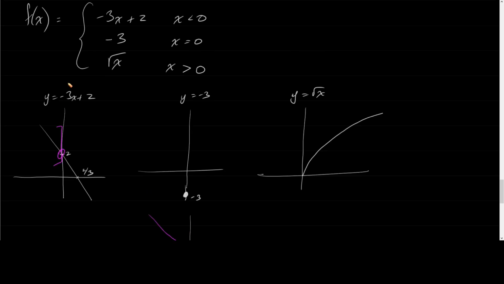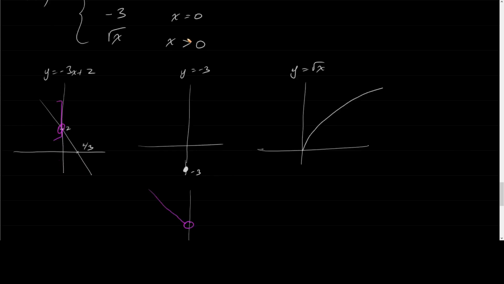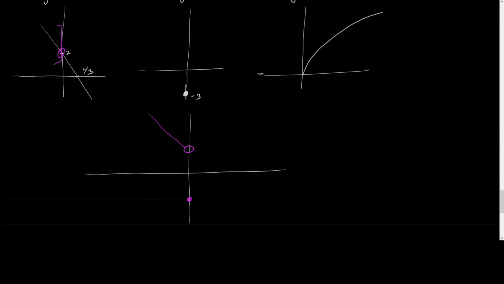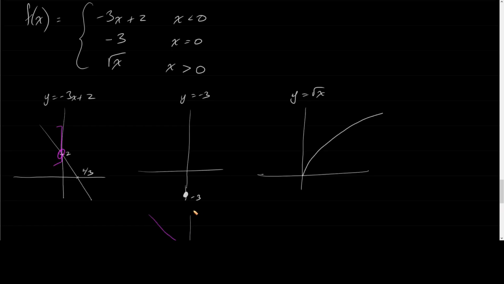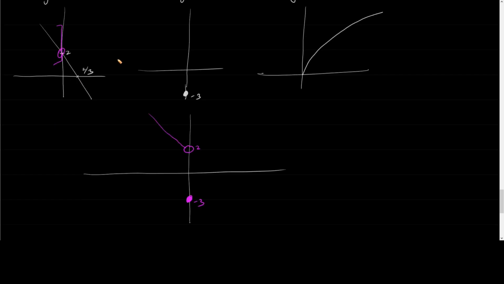The next part is y equals -3, where x is equal to 0. So there it is. This was at the height of 2. This is going to be at the height of -3. It's not drawn to scale. And then for everything after 0, not including 0, it's just the square root of x. So that's what we have there.